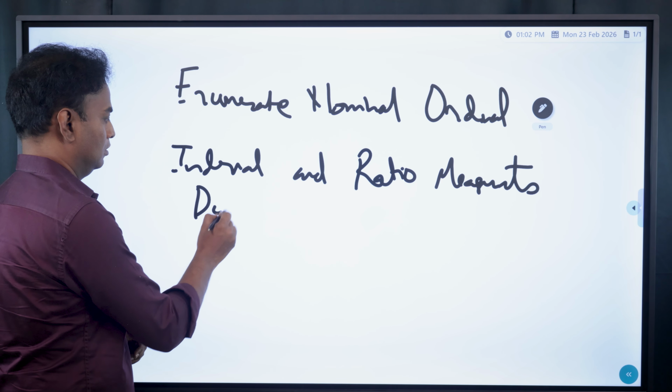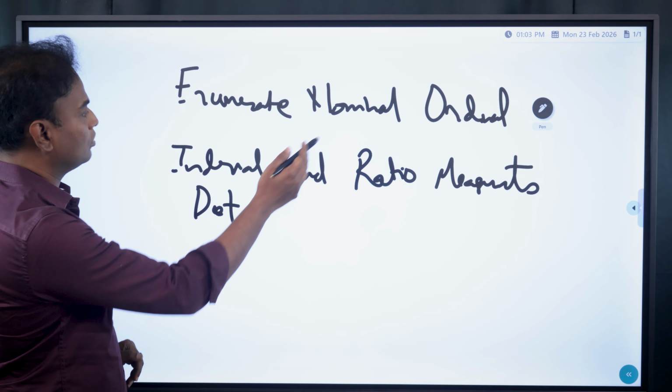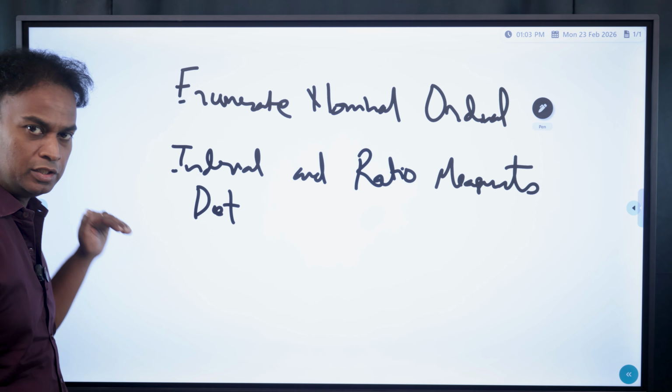definition. Then we will go for each scale. There are 4 scales, right? One is nominal, second one is ordinal, third is interval, fourth is ratio. We will go into each scale.